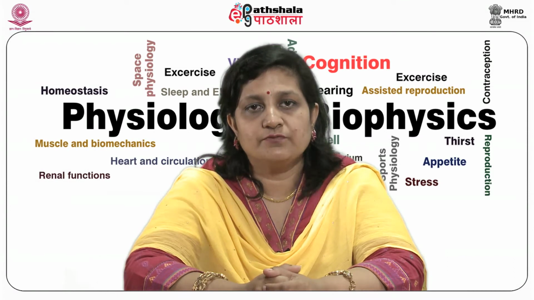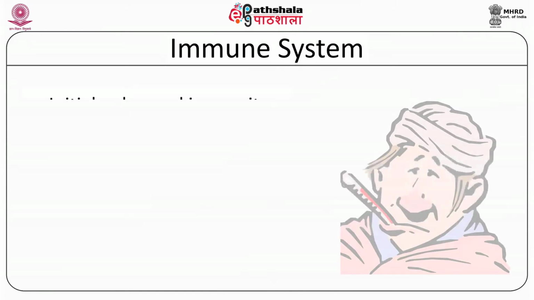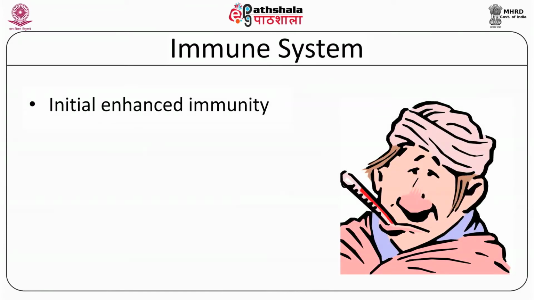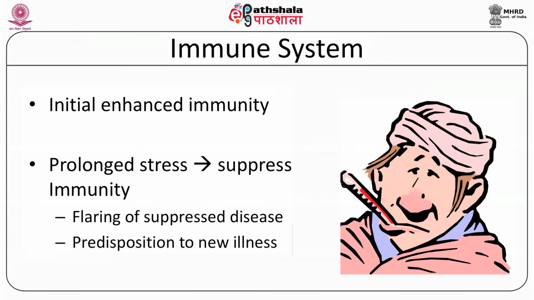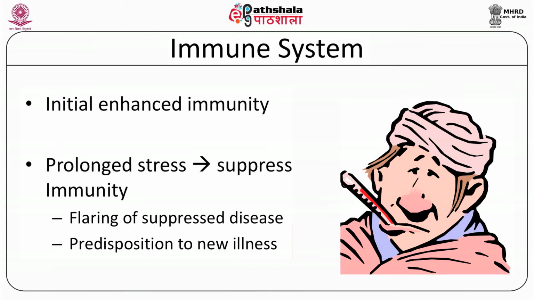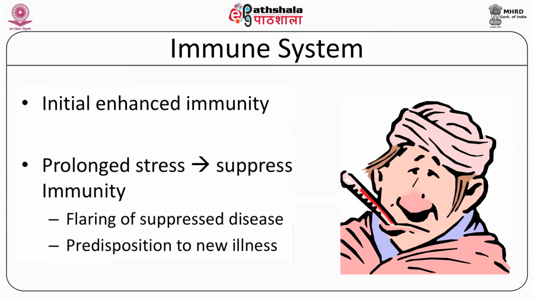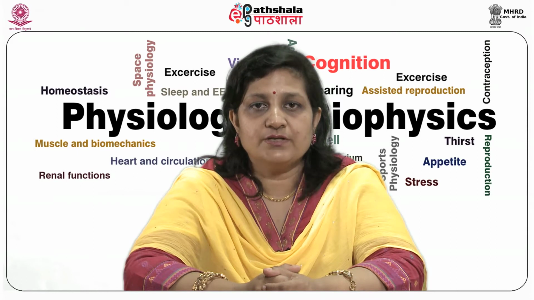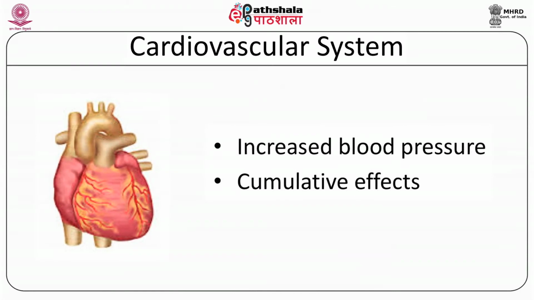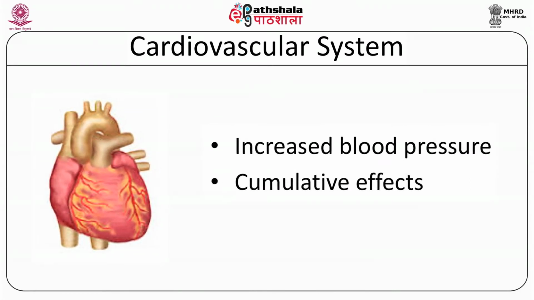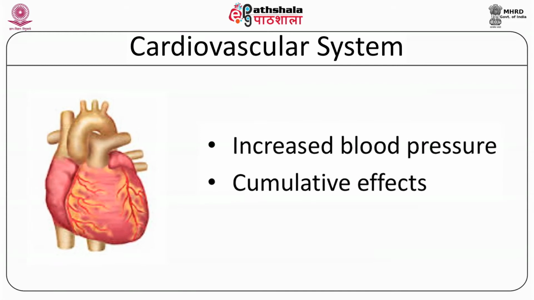Now, how are each of these affected? Let's start with the effect on the immune system. Now, with stress, there is an initial enhancement of immunity. But what happens with prolonged stress? There is suppression of immunity. This immunity suppression causes flaring of the suppressed disease, and it can also predispose the individual to a new illness or infection. Now, in the cardiovascular system, there is an increase in blood pressure. So, many people become hypertensive, and there can be other cumulative effects along with the other systems.